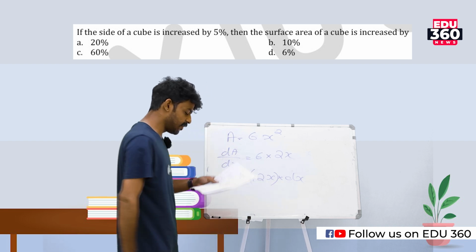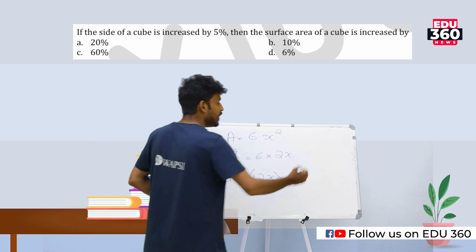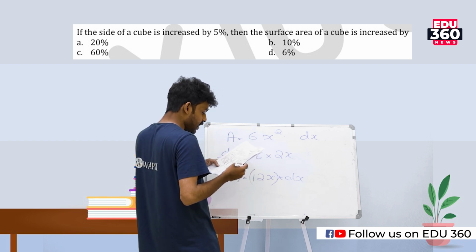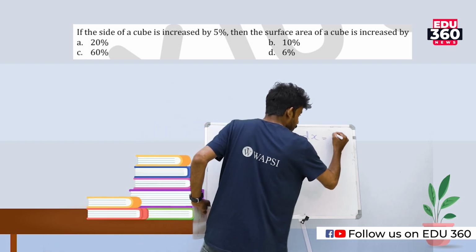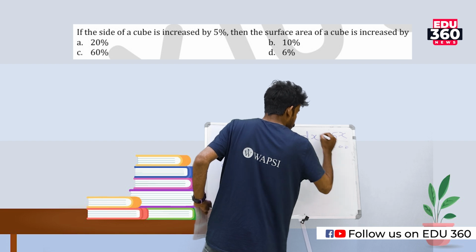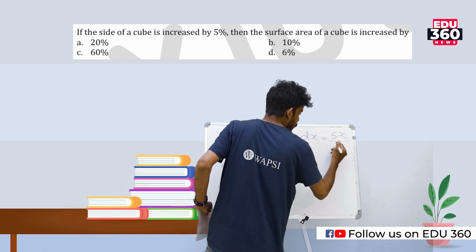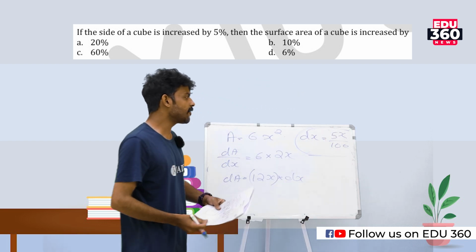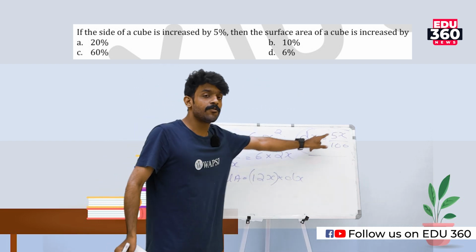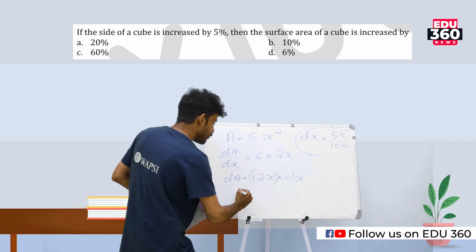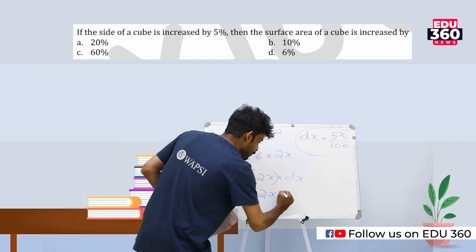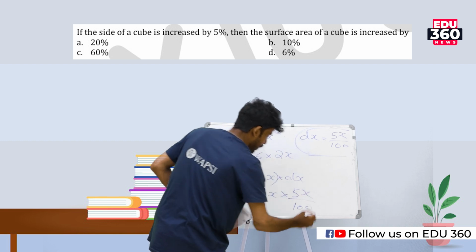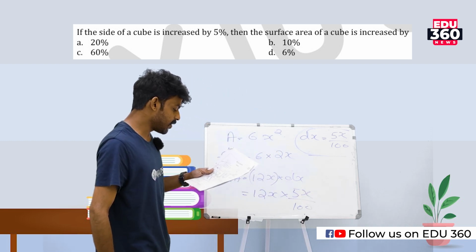And we know that dx is equal to, what is the value of dx? You already mentioned dx is equal to 5x divided by 100. So hereafter just substitute dx here. So dx is 5x by 100. That is 12x into 5x divided by 100.